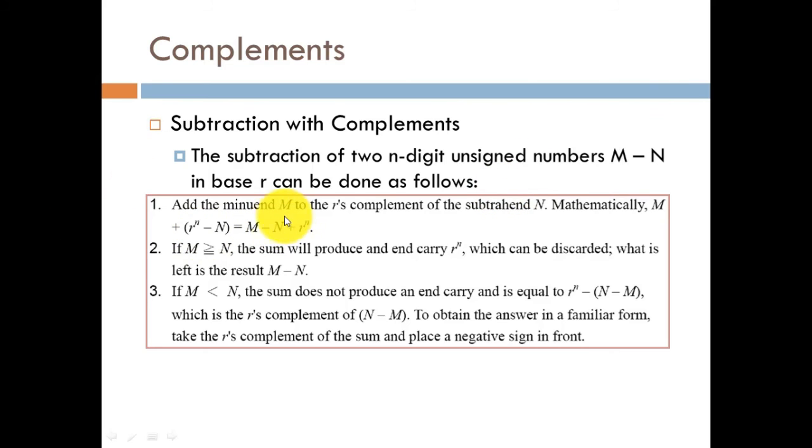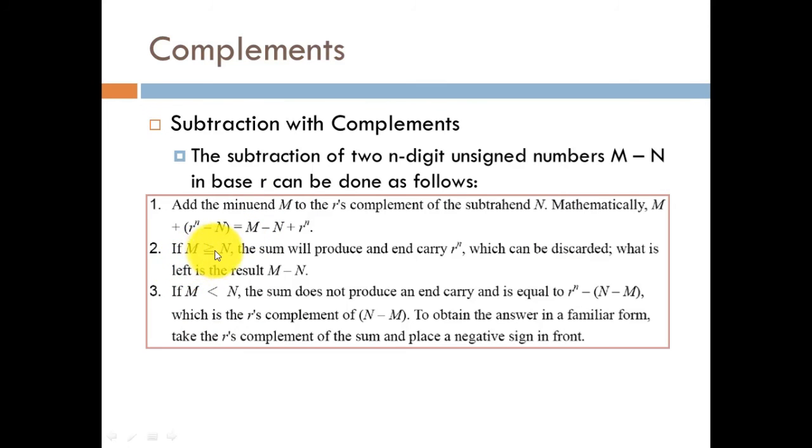Add the minuend M to the r's complement of the subtrahend N. Mathematically, M plus r to the power n minus N is equivalent to M minus N plus r to the power n. This is how we are going to perform this operation. Here again two cases arise: either M is greater than or equal to N, or M is less than or equal to N. Here M is representing the minuend.